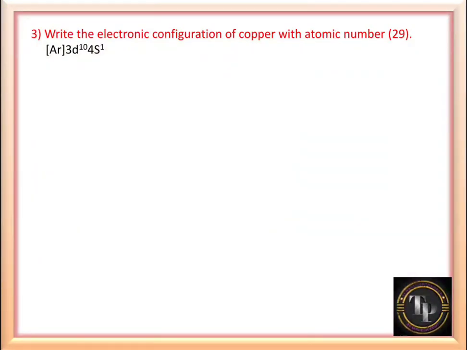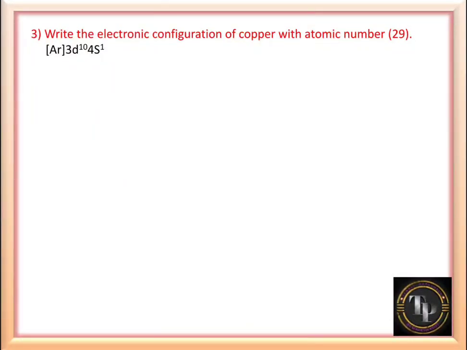3d10 4s1. It is a 3d series, guys. Scandium, titanium, vanadium, chromium, manganese, iron, cobalt, copper, nickel, zinc. These all are 3d series, guys. So always 3d 4s comes. And whatever the atomic number is there, I will give a trick, guys. See, for example, copper atomic number is 29.